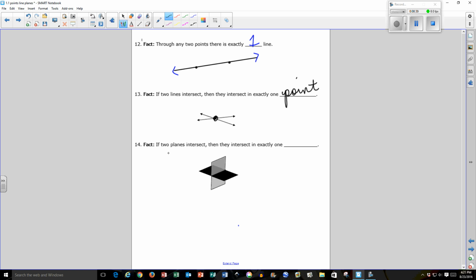Fact. If 2 planes intersect, they intersect at exactly 1 line. Think of the wall in the room. So you have the wall, okay? And then you have the other wall that comes around like this, right? So these are 2 walls in the room. Notice they intersect right here. That's the corner. So the corner is represented by a line.